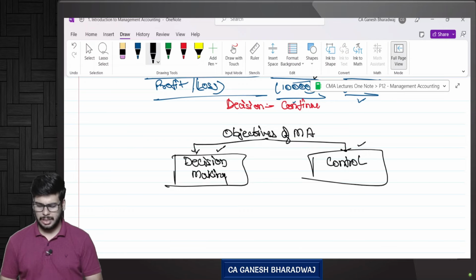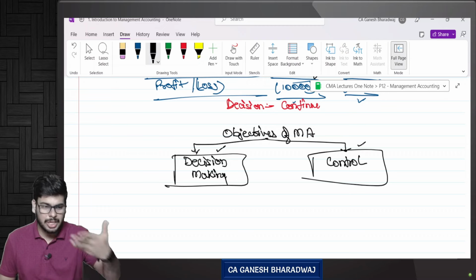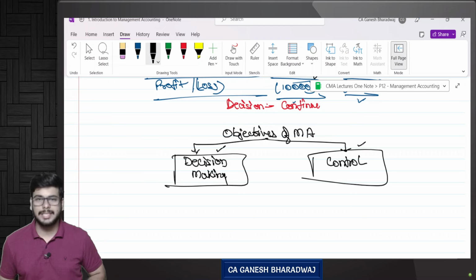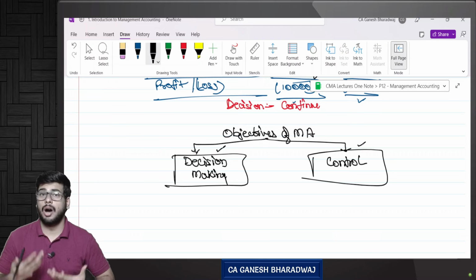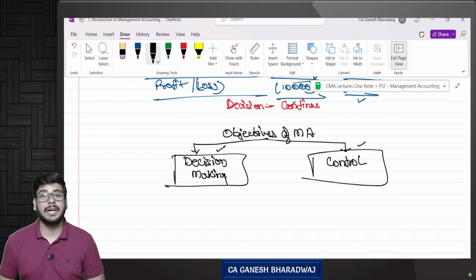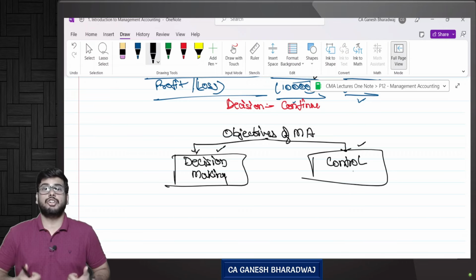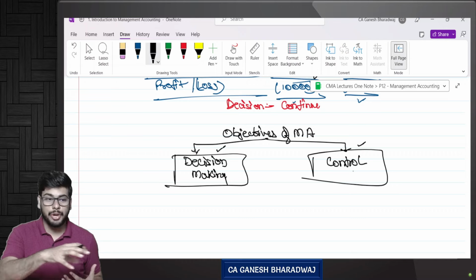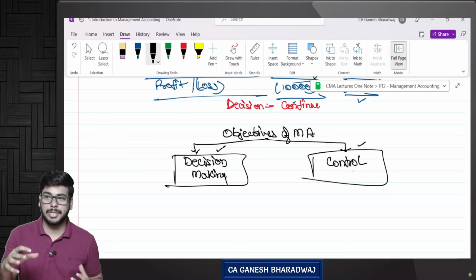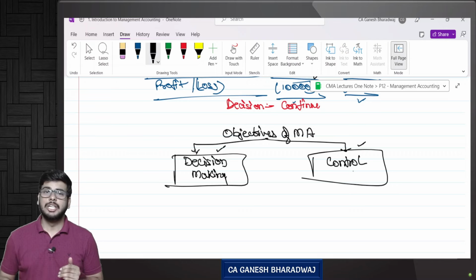Fine. So now, sir, how does it help in decision making? I told you right now, in this example, we saw how it helps the management in taking a decision, correct? Control. What do you mean by control? Having control over something means you are knowing the state of affairs of a business and you are ensuring that everything is happening based on a target.